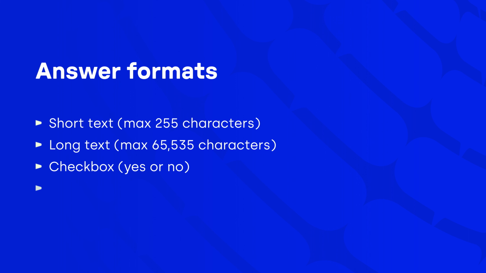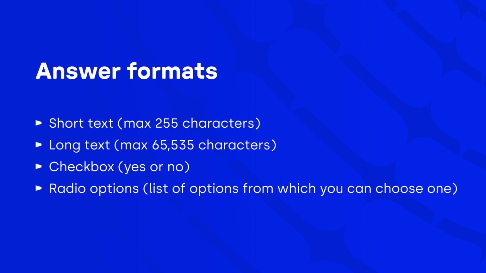Radio options allows you to build a list of options from which you can choose only one. Options are directly visible to your agent. The last question type is select, which provides you with a drop-down list of options. Similar to radio options, you can only choose one. This type of question works well when there is a more extensive list of options, such as countries or languages. This way, the list does not take up too much space on the agent's screen.